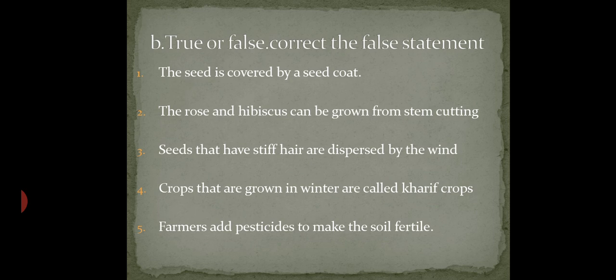Second one: rose and hibiscus can be grown from stem cutting. True or false? It's true, because they are stem cutting plants. Next we see the third one.